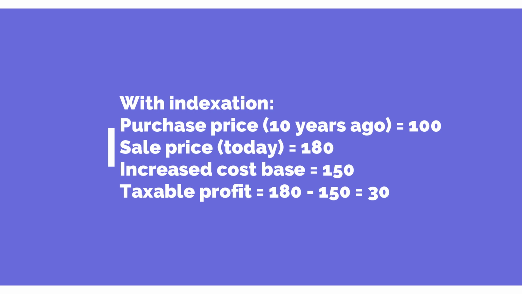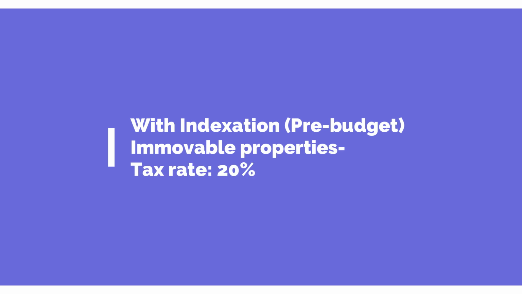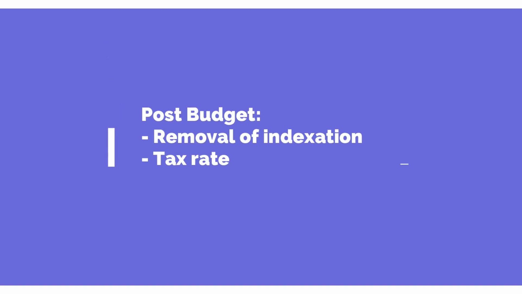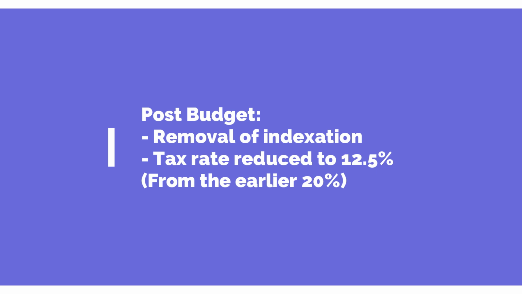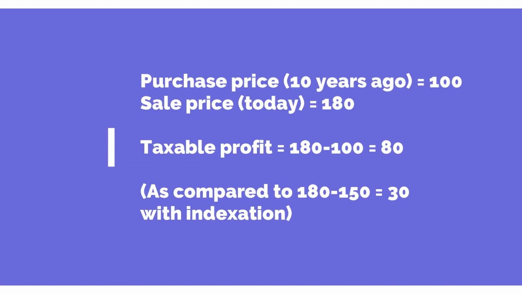So this was the situation pre-budget, and on that profit you would have paid tax at 20%. This is on immovable properties. Now, what the budget stated is that we are moving the tax rate down from 20% to 12.5%. Which means a much lower tax rate, and hence they said this benefit of indexation will not be allowed henceforth. Which means you will go back to using a cost base of 100 in that example and not 150. And in that same example, your profit will be 80 and not 30.